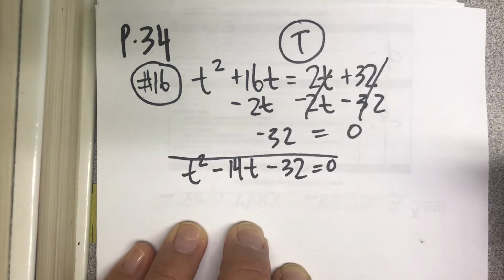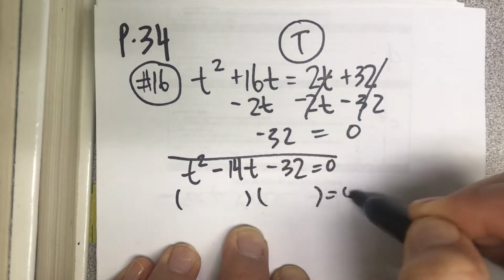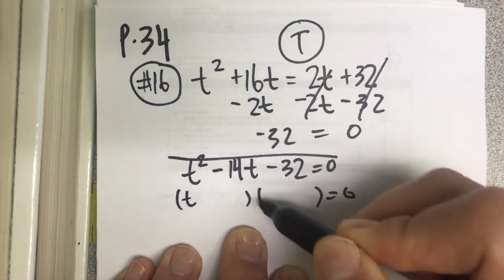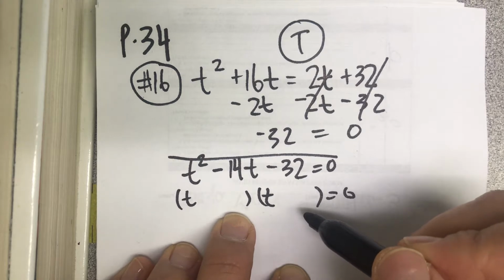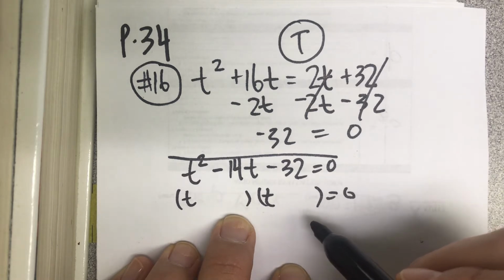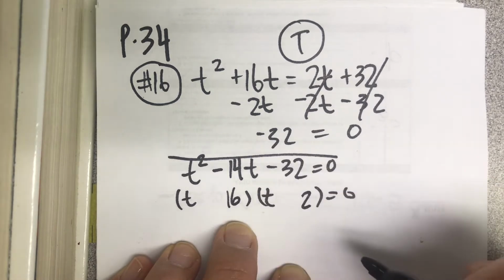Okay, and then from here, what I'm going to do is I have to factor. Some of you guys use the box method. Whichever way you do it, do that. We know that the t and the t will be here to make a t squared. What times what is 32, that if you could add or subtract it together, it would be 14? Some of you guys might have to do some thinking right now, okay? And what you will find out is that the number will be 16 and 2.